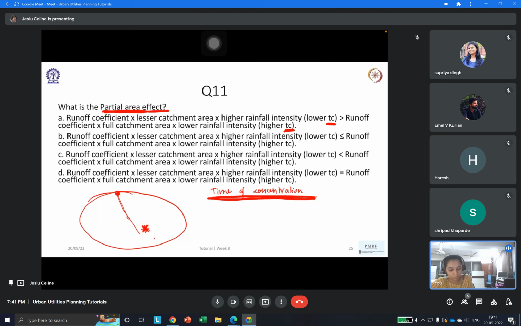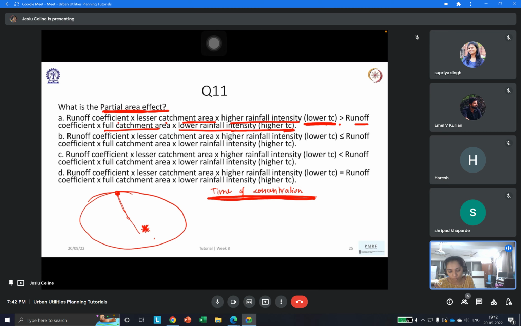Here they're asking about the volume of water. Taking the first option: the runoff coefficient into the lesser catchment area into the higher rainfall intensity, which means a lesser time of concentration. Will that be greater than the runoff coefficient into the full catchment area into the lower rainfall intensity? Overall we are talking about the volume of water we are getting. That is what this formula is saying.